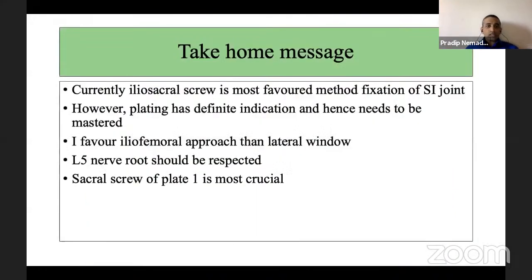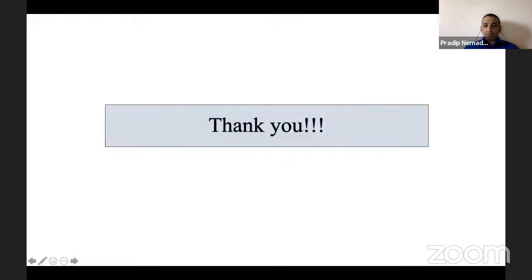So the take home message is that currently iliosacral screw is one of the most favored fixations of the SI joint, no doubt about that. However, plating has still definite indications and hence needs to be mastered. I favor the iliofemoral approach over the lateral window because it gives me better exposure and better access to the entire part of the sacrum. The L5 root should be respected. The sacral screw of the plate is most crucial, and its trajectory should be mastered for the successful execution of sacral plating. Thank you.